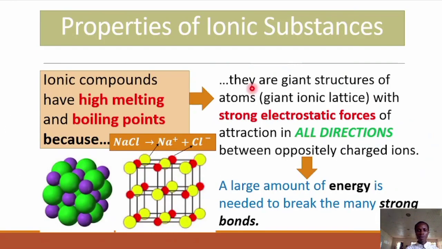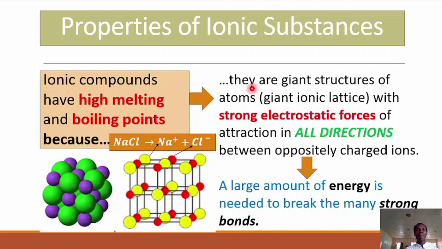But the main part of what we want to look at in this topic is properties and structure of different substances. So we are starting with ionic substances. What are their properties, and why is it that they have this specific property? Number one, ionic compounds usually have a high melting and boiling point. We want to look at the reason why ionic compounds have high melting and boiling points.